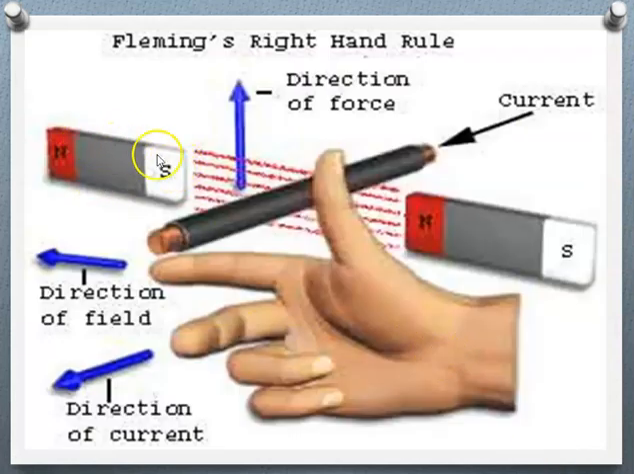Here this is the south pole and this is the north pole of a magnet. A magnetic field is built between the north and south poles, and these are the magnetic lines of force. What will be the direction of magnetic flux here? Here the south pole is there, here the north pole is there. So this will be the direction of the magnetic flux lines, from north to south. This is the direction of the magnetic field.